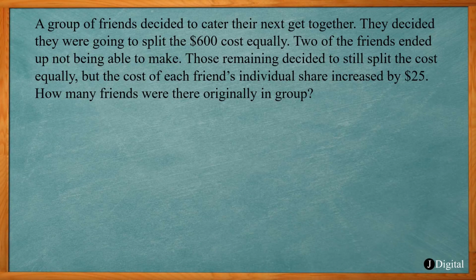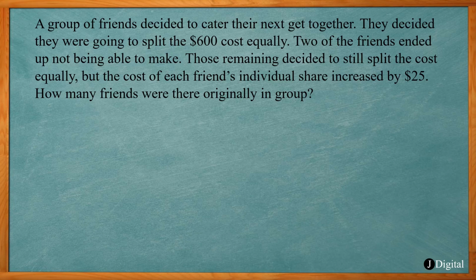So this problem says a group of friends decided to cater their next get together. They decided that they were going to split the $600 cost equally. Two of their friends ended up not being able to make it. Those remaining decided to still split the cost equally, but the cost of each friend's individual share increased by $25. How many friends were there originally in the group?